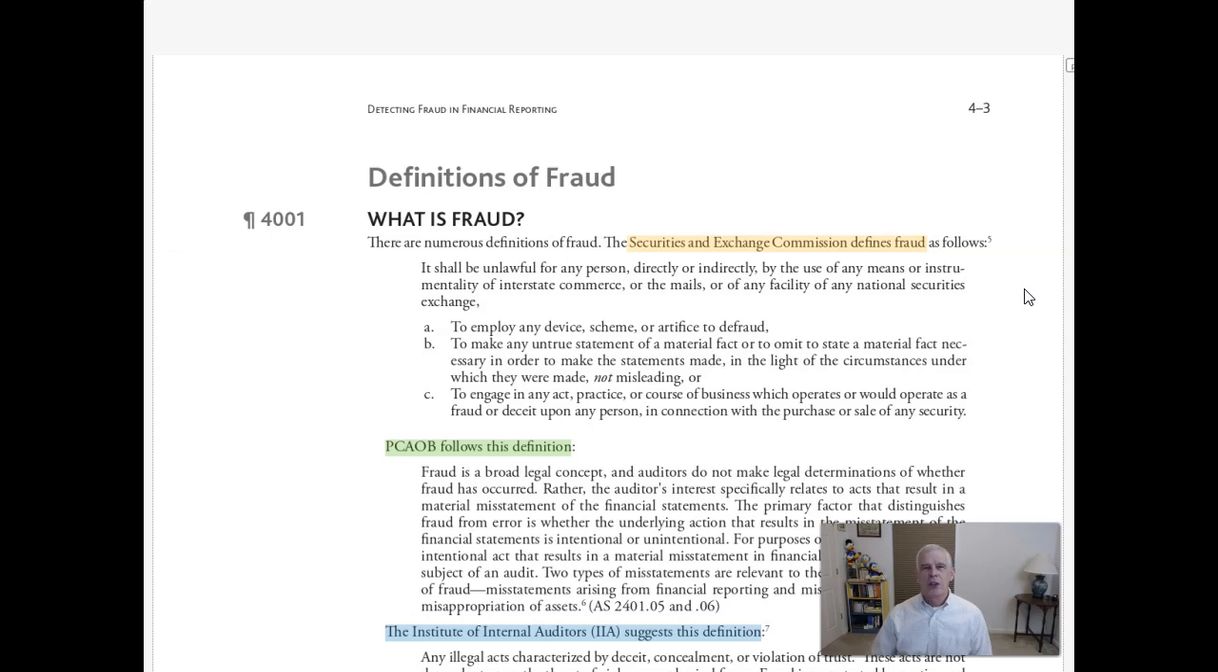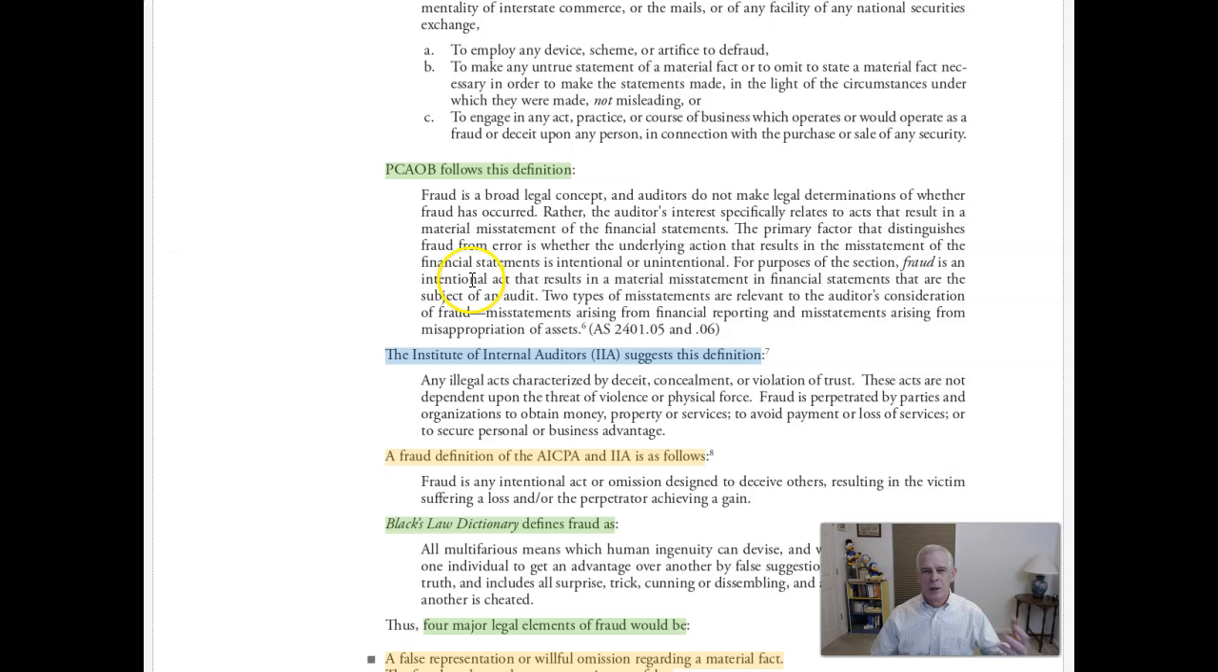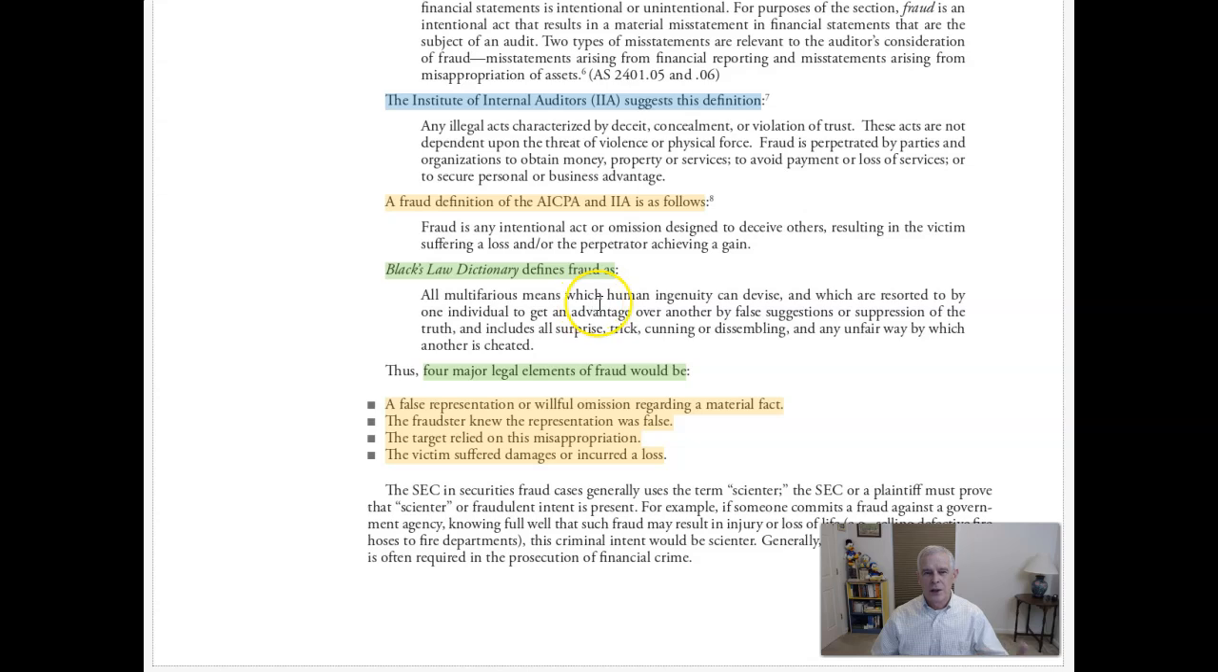First, let's just discuss what fraud is. You can read the various definitions for fraud. The SEC has its own definition. They talk about employing devices or schemes, untrue statements, material fact, practice of course of business, and it's for fraud, deceit, and so forth. You can read the one from the PCAOB, sort of a long definition. The Institute of Internal Auditors has its own definition. Black's Law Dictionary does also.